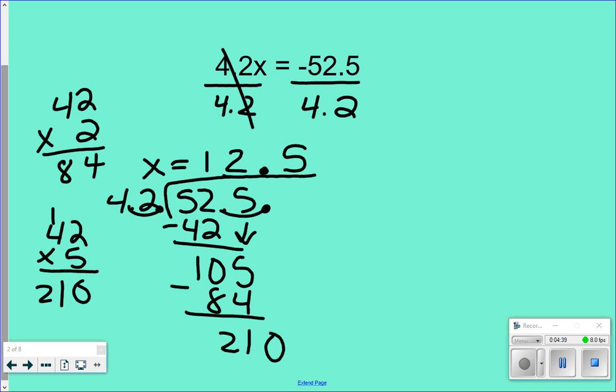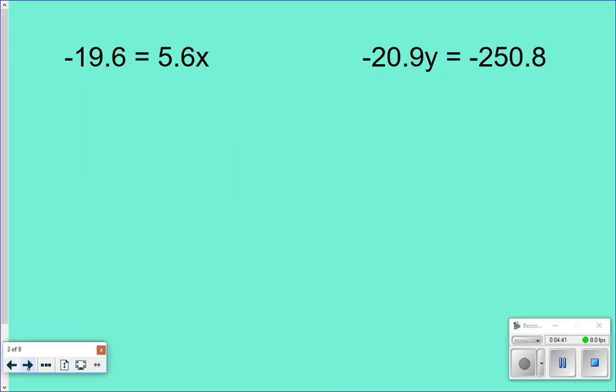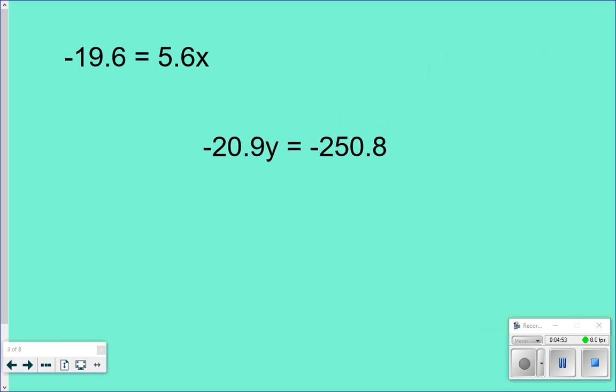Let's do one more of these. Which one do you want to do? You choose. That one? All right. Let's see if Gabe's guess is right, shall we? Let's see. See if Gabe's guess is correct.